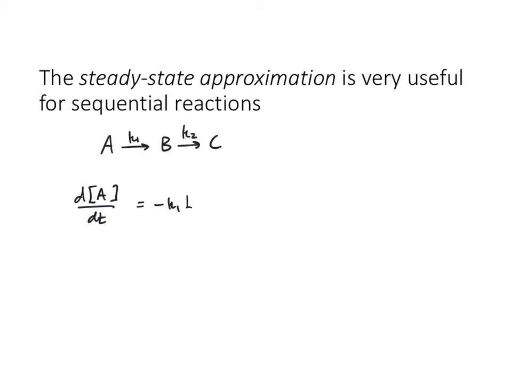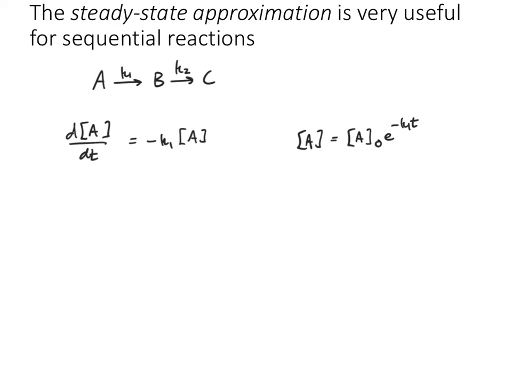This step doesn't change. This step is not affected by the steady state approximation. And that's no problem because the solution to this one is easy enough. We saw that on the last slide. It's this step now that we're going to be making the approximation. So the rate of change of B, and I'm going to write down what that is. It comes from A and then it disappears depending on what the concentration of B is.